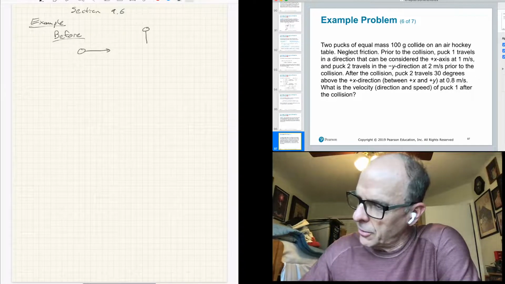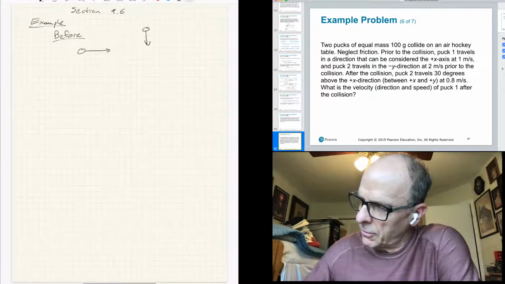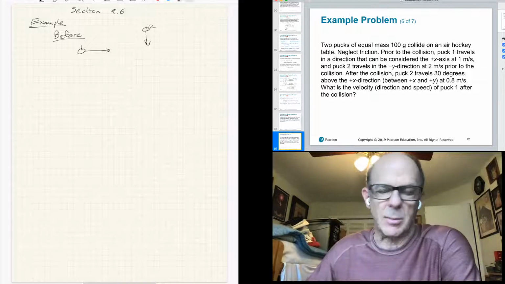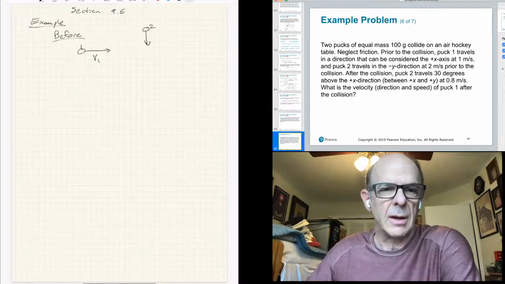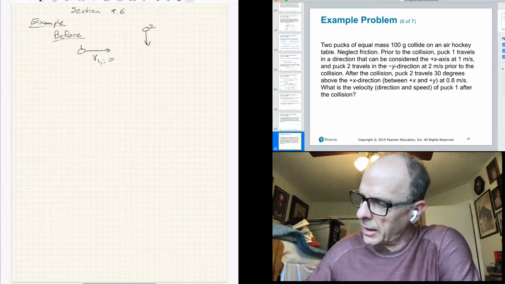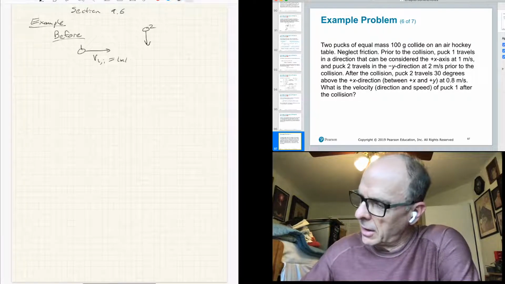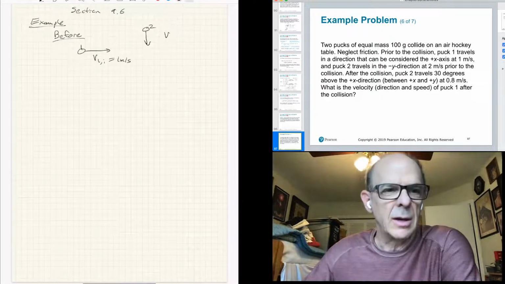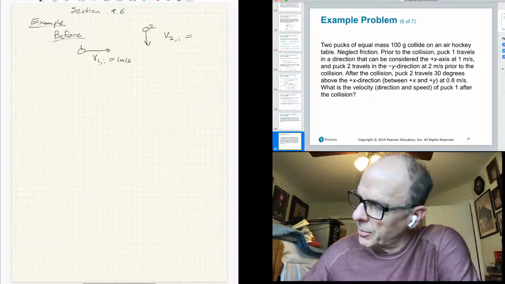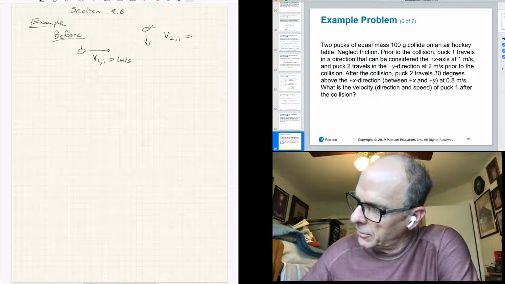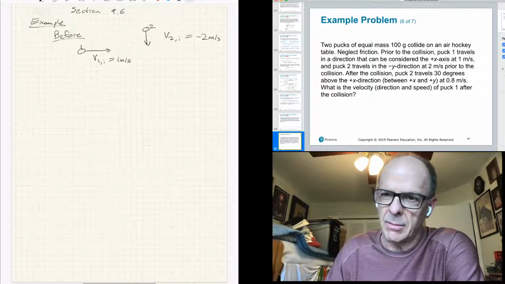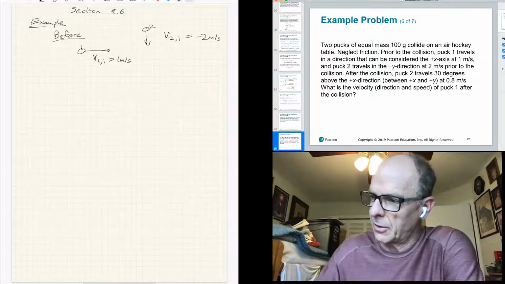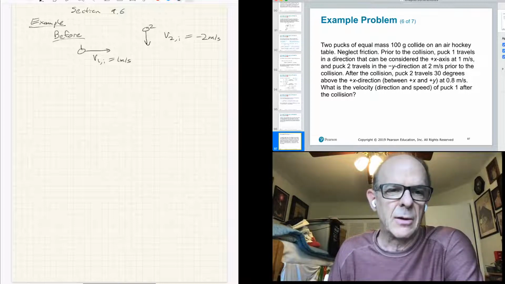So I drew puck 2 up here. Here's 2, here's 1. It's traveling in the minus y direction. So v1 initial is 1 meter per second to the right, and v2 initial is 2 meters per second down. So I'm going to call that minus 2, and it's really in the y direction. I can see that from the drawing. If I were being super careful, I would write in the subscripts that that's just in the y direction.